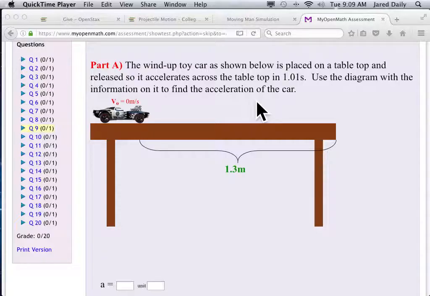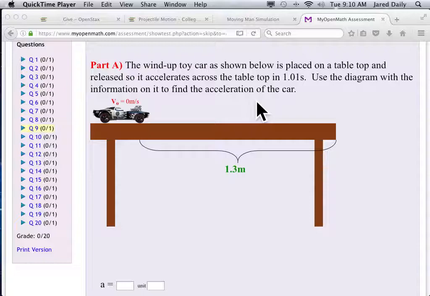The final position equals the initial position plus initial velocity in the x direction times time plus 1/2 a t squared. Right? In this one, our initial position is the edge of the table on the left, which is 0 position. This one is 1.3 meters away from that, so we know that one. Our initial velocity is 0. And this is what we want to find out, the a. And we know t is 1.01 seconds, squared. So we know everything except for the a in this equation.